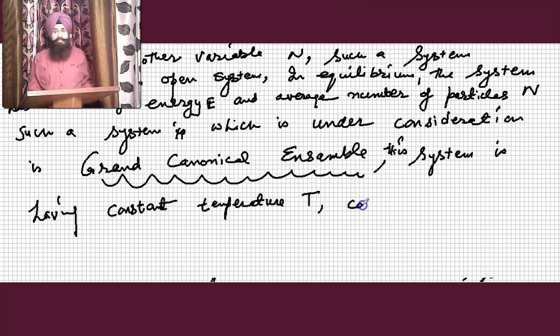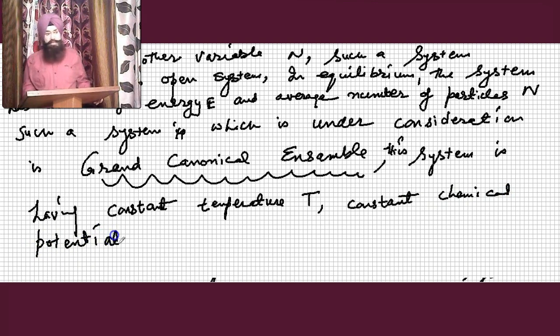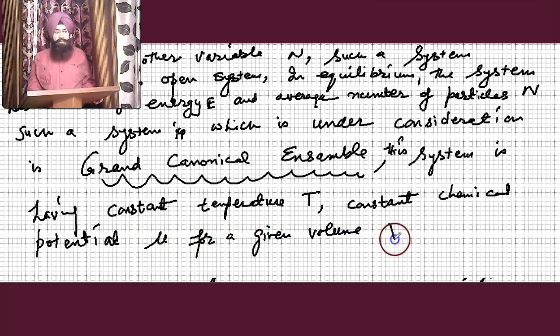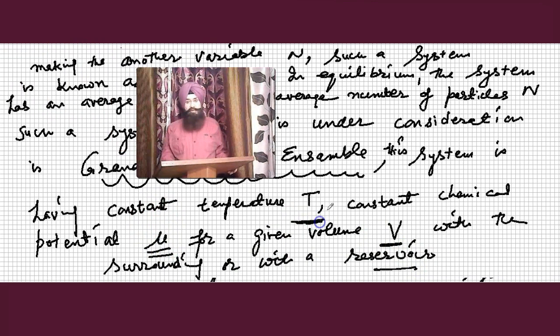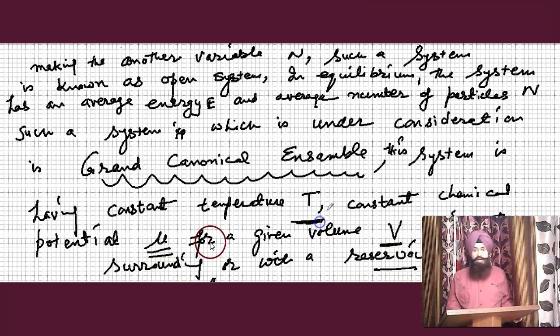Now the condition of the grand canonical ensemble is that maybe there is an exchange of energy, maybe there is an exchange of matter or number of particles, but the main condition is that temperature and chemical potential remain constant. Chemical potential mu and temperature remain constant throughout the process, or with time there is no change. No change takes place in T and mu, for a given volume V, with the surrounding or the reservoir.